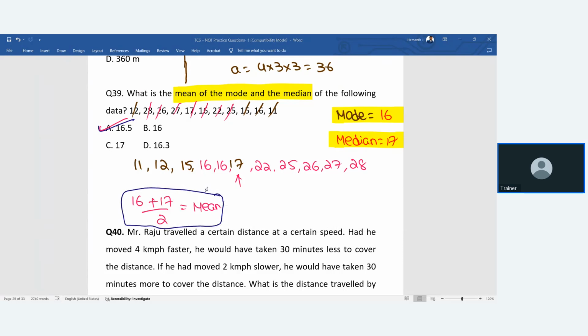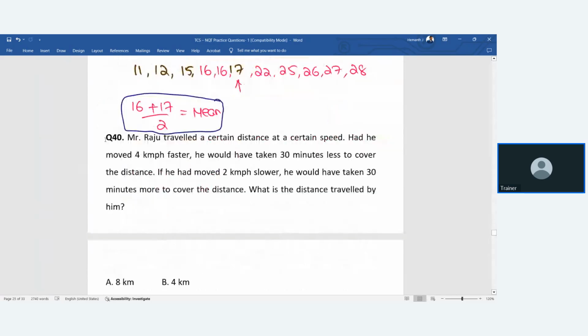16.5. Option A is perfectly suitable. Right. Fine. Let's see about this 40th question.